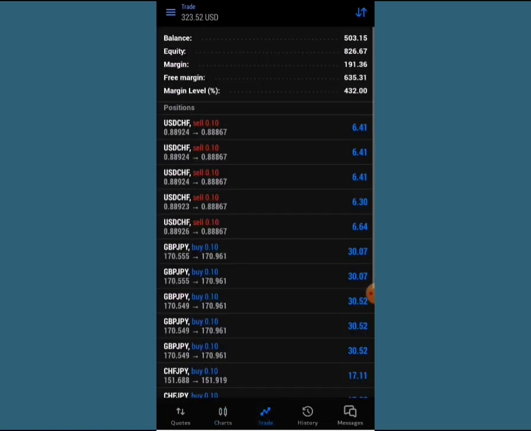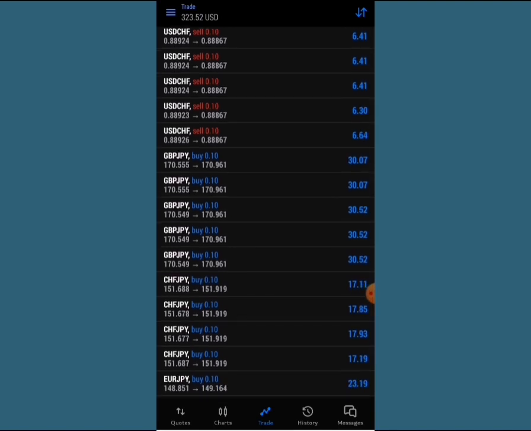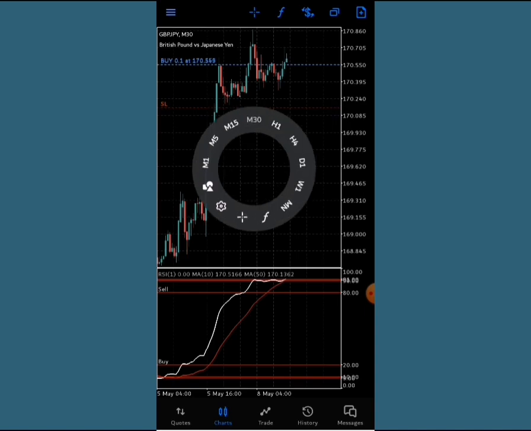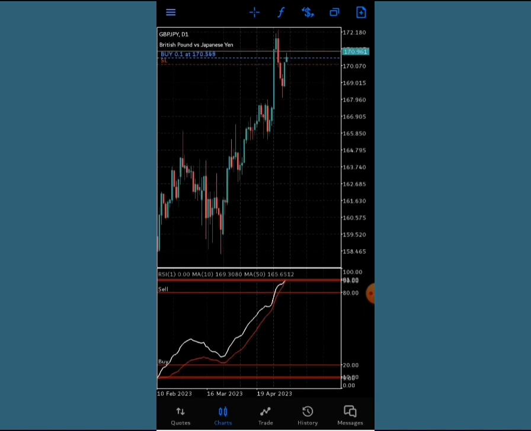Let me just go to the second signal, which was GBPJPY. I'll do the same thing. I start from the daily time frame. What you see on the daily time frame is an uptrend. This is an uptrend. What are you looking to do? To buy.